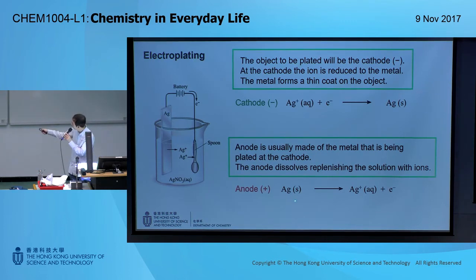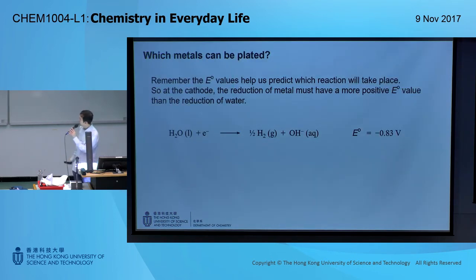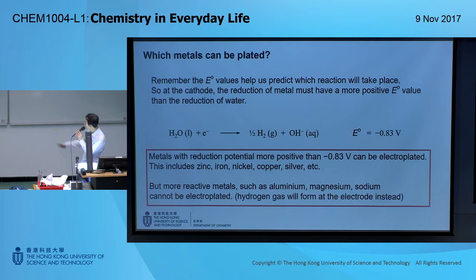Here we have silver metal dissolving to form Ag+ plus an electron. Okay, so these are the equations. I also already told you which metals can be electroplated, and we have to look at the E values. Those metals with reduction potentials more positive than the reduction of water can be electroplated, which means we can electroplate things like zinc, iron, nickel, copper, silver, etc., but not more reactive metals like aluminium or magnesium.